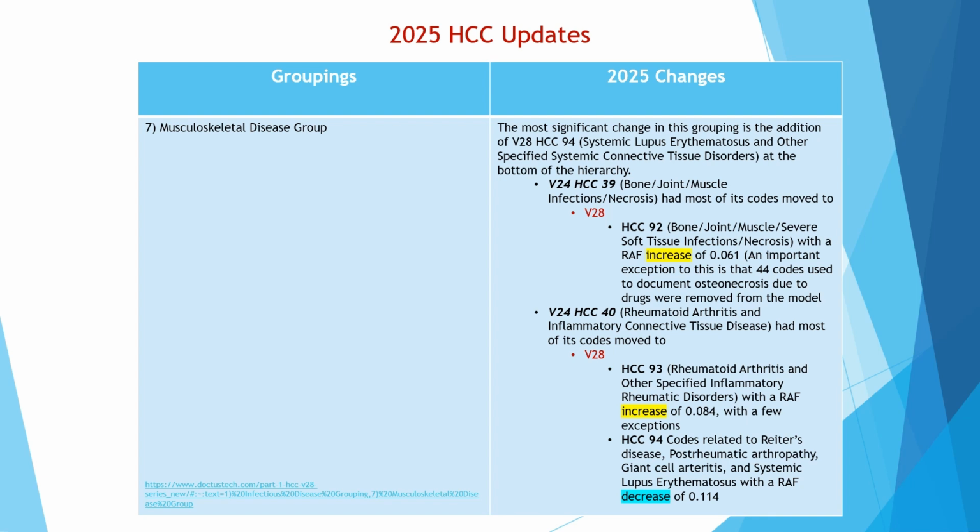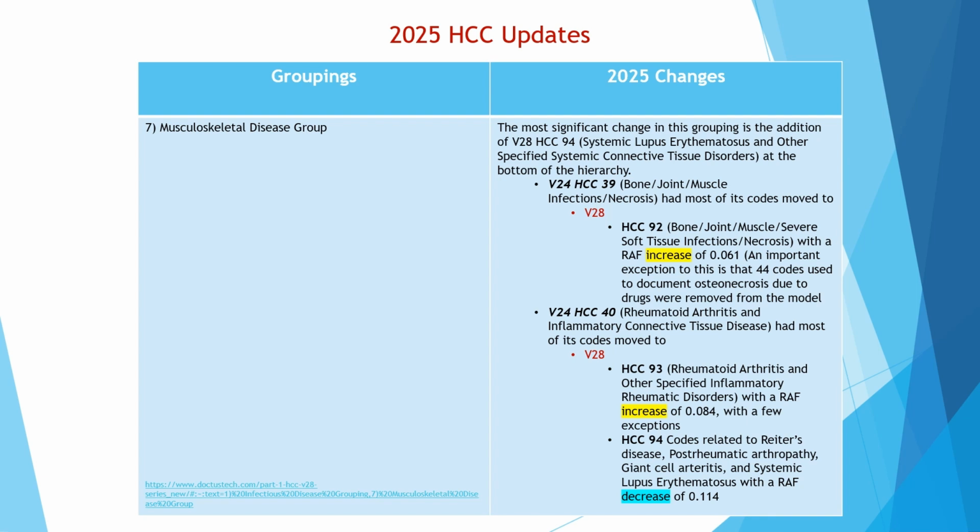HCC 92, bone, joint, muscle, severe soft tissue infections/necrosis, with a RAF increase of 0.061. An important exception to this is that 44 codes used to document osteonecrosis due to drugs were removed from the model.